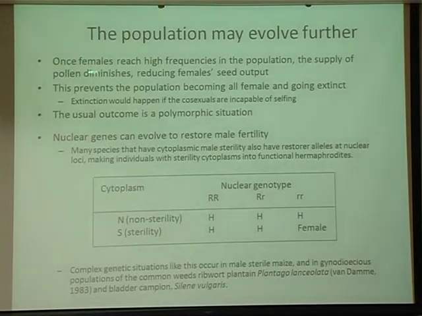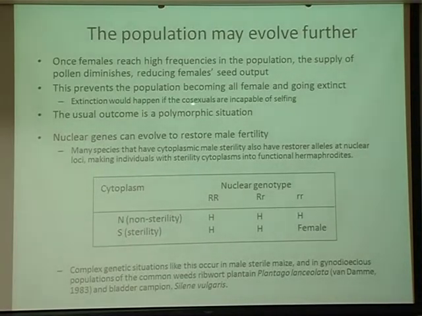But of course, that will mean that the co-sexes are reduced in frequency, and that reduces female seed output. Well, it will tend to reduce female seed output. There's less pollen available from them. So the population would not necessarily become all female. If it did, it would go extinct.